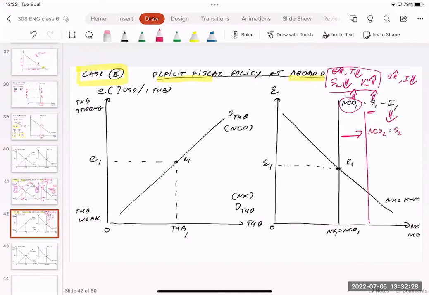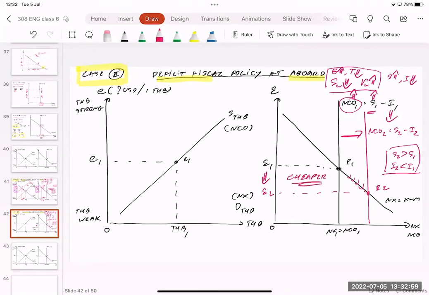NCO2 equals S2 minus I2. S2 is greater than S1, I2 is less than I1. Note it down. NCO increasing, equilibrium point changes from E1 to E2. The real exchange rate goes down from epsilon 1 to epsilon 2. What does it mean? Real exchange rate going down means that everything in our country is cheaper than in the other country.